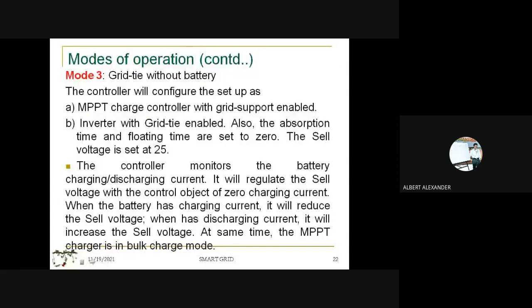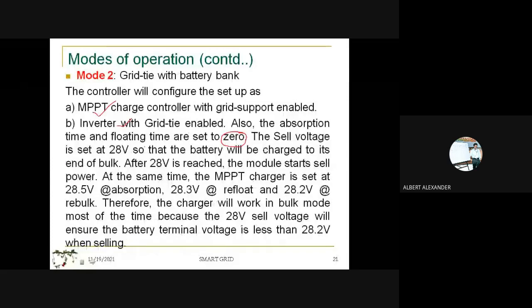Okay, and then we can understand the selling voltage. There is an absolute voltage set as 28 volts. So the battery will be charged, and whenever it reaches a particular value, in this mode, whenever the battery reaches 28 volts, that is the absolute voltage, what happens is the solar PV module will start to sell the power.